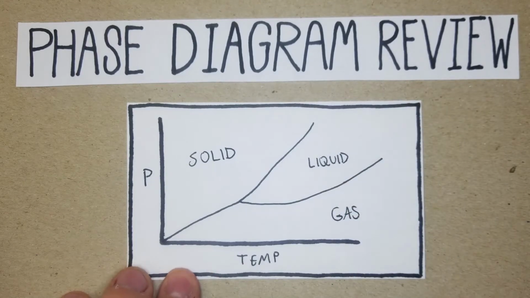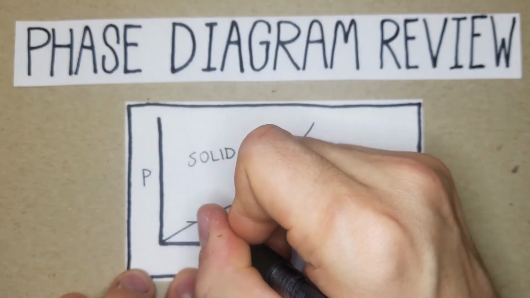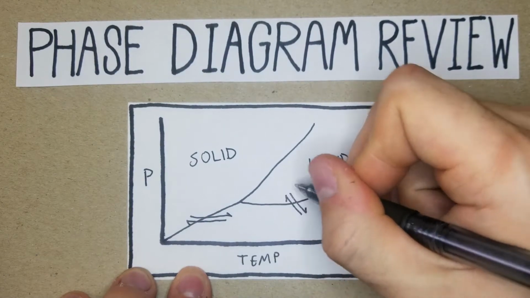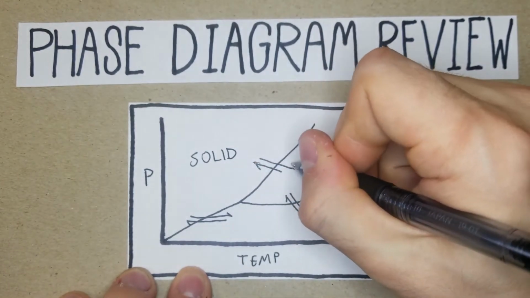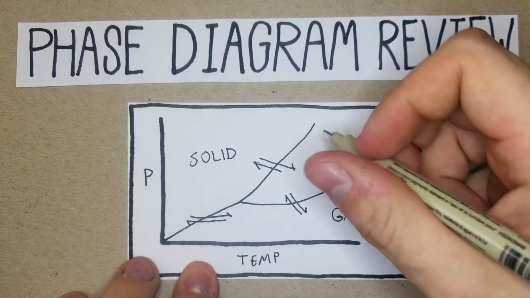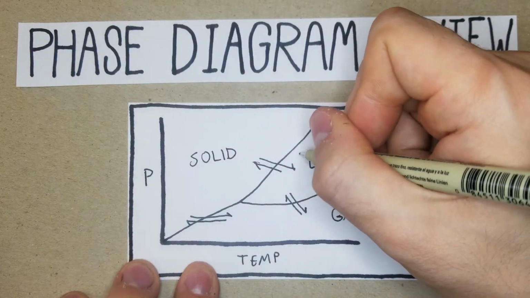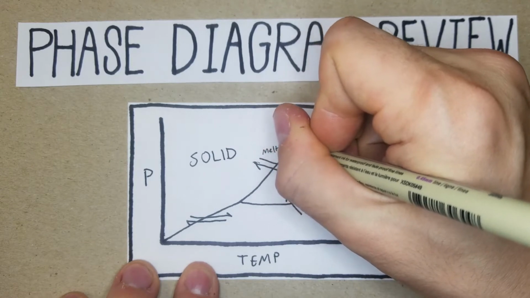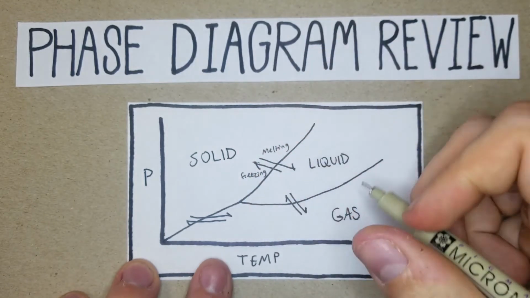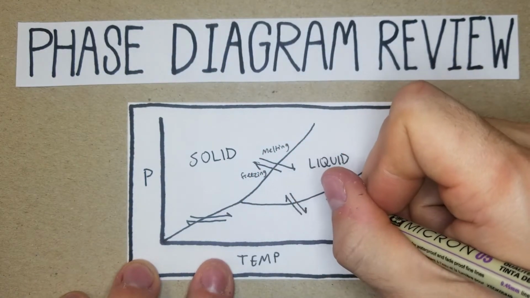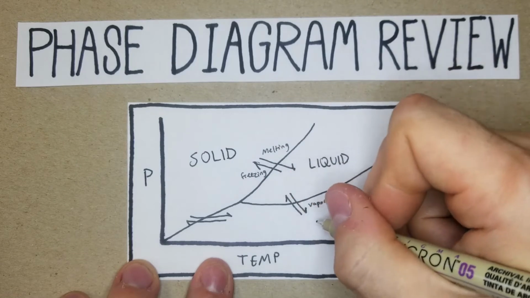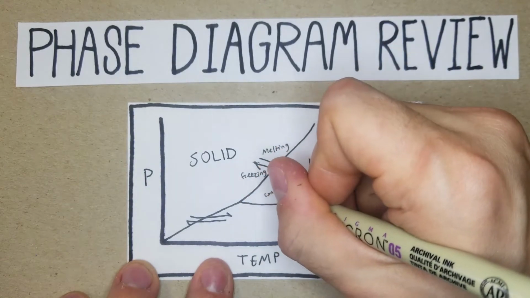So from there we have some of the state changes. I'll draw in the arrows first. So here we have, let's say, from liquid or from solid into liquid, we have melting. From liquid into solid, we have freezing. From liquid into gas, we're going to have vaporization. And then from gas into liquid, we have condensation.